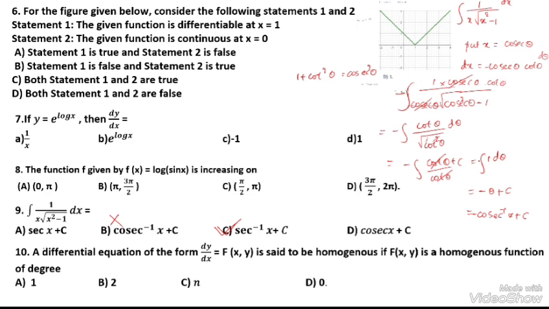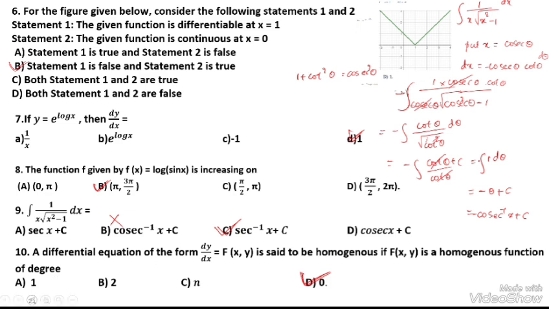Now question number 10. Here the option number B. A differential equation of the form dy by dx is equal to f of x comma y is said to be homogeneous if f of x comma y is a homogeneous function of degree 0. The function is said to be homogeneous, the degree must be 0.